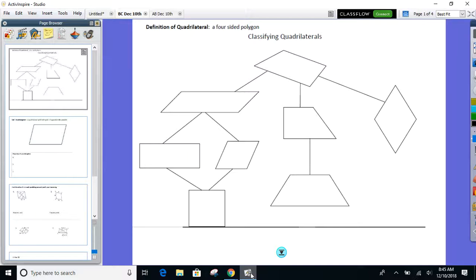So at the very top of the family, this is the family tree. At the very top, we have the quadrilateral. Now you're probably asking, why is it broken into three different stems here, three different families? And I'll show you why at the end.